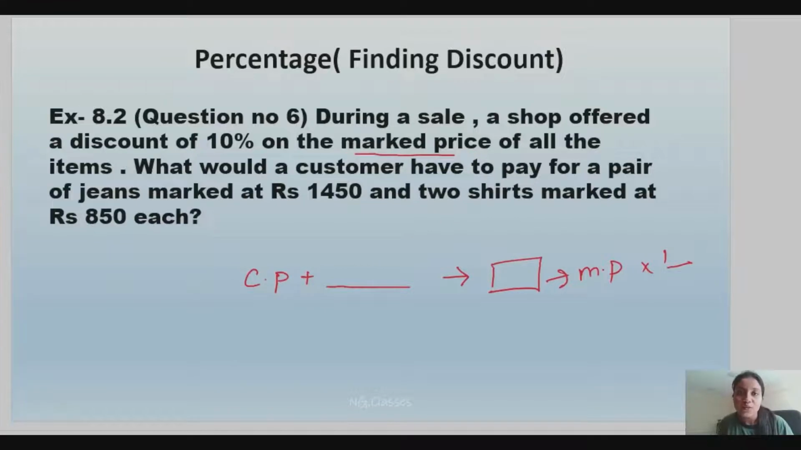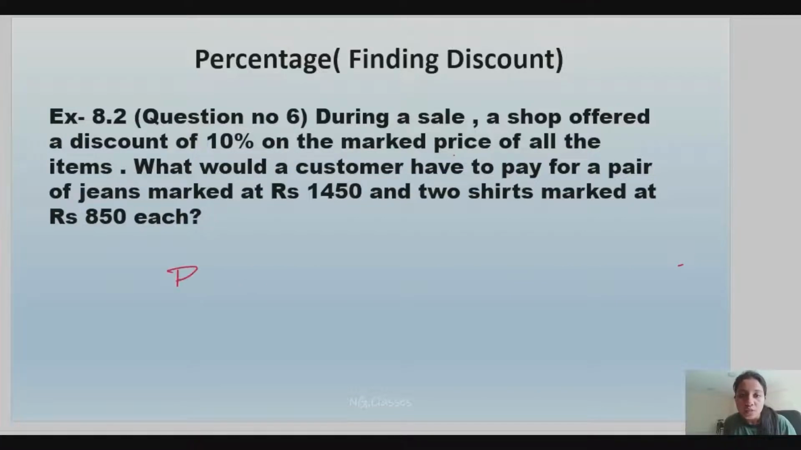So in this question, there is a discount of 10% on the mark price of all the items. During the sale, there is a discount of 10% on all the items. What would a customer have to pay for a pair of jeans marked at rupees 1450, and two shirts marked at rupees 850 each? We'll calculate the total amount the customer has to pay.